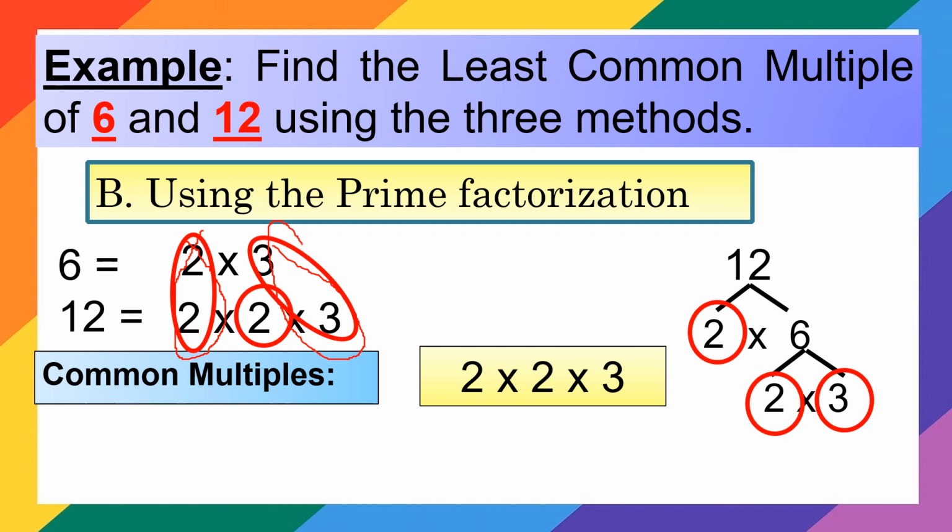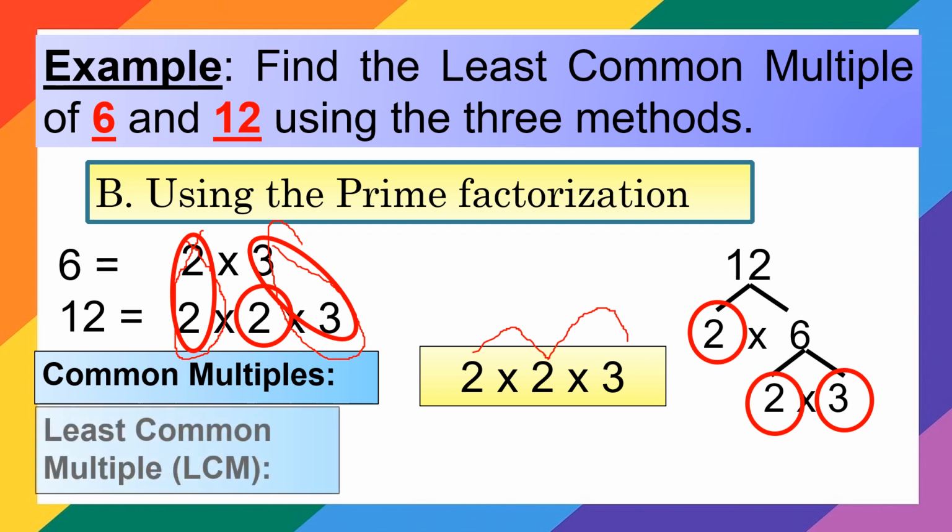So therefore, to get the LCM of that, you're going to multiply 2 times 2, which is equal to 4. 4 times 3 is equal to 12. Therefore, the LCM, or the least common multiple using prime factorization, is equal to 12.